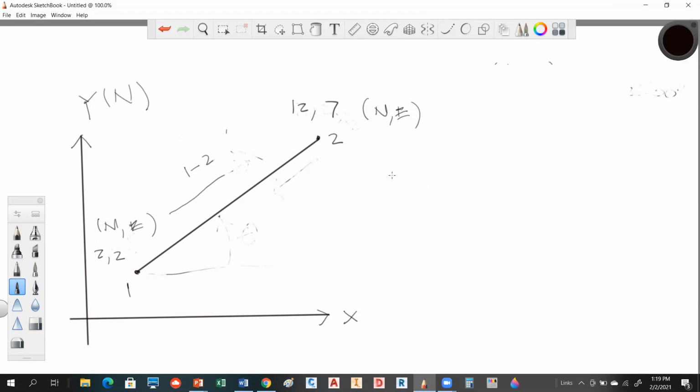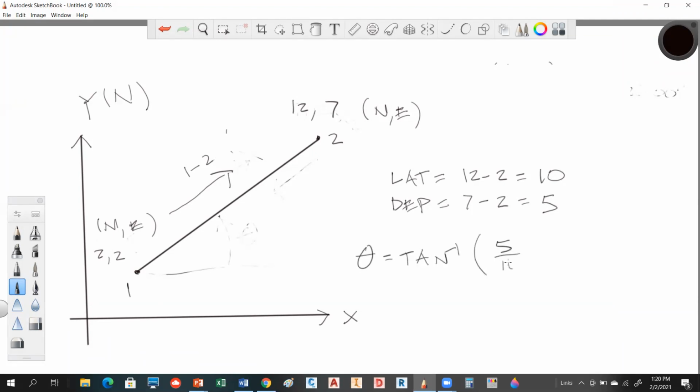So what this tells you to do is calculate your latitude first. Latitude would be your delta northings, so your northings are 12 minus 2. That's going to give you 10. And then your departure would be easting of that minus the easting of that. And again, notice I'm traveling from 1 to 2. Okay. So when I calculate this angle, it's your departure over your latitude.